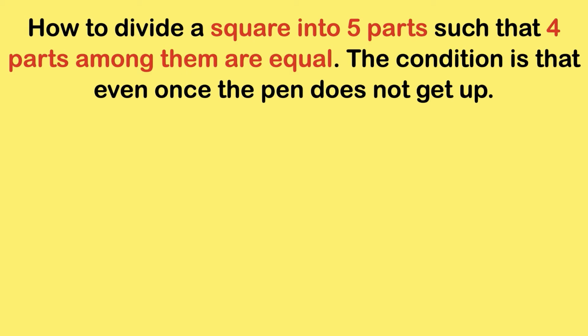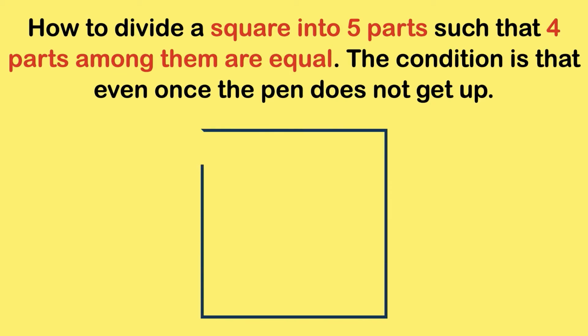We have to divide a square into 5 parts such that 4 parts among them are equal. The condition is that even once the pen does not get up. In simple words, the solution to this puzzle must be achieved without lifting the pen.